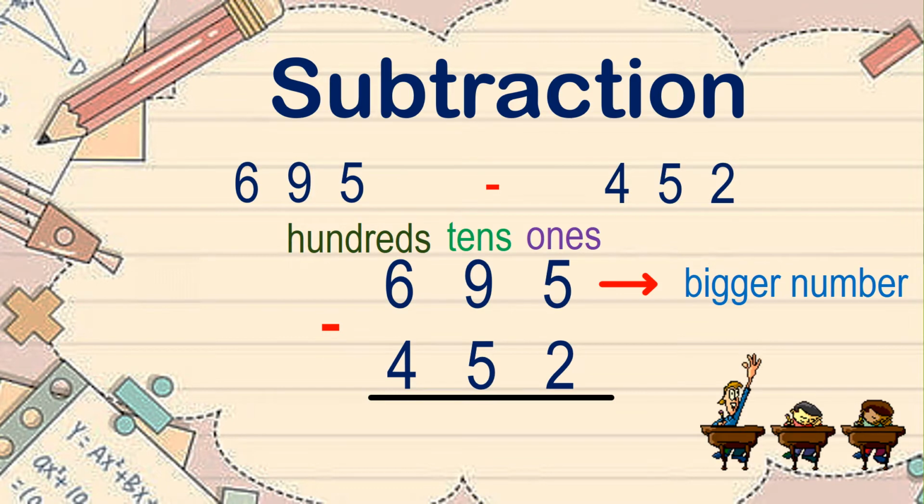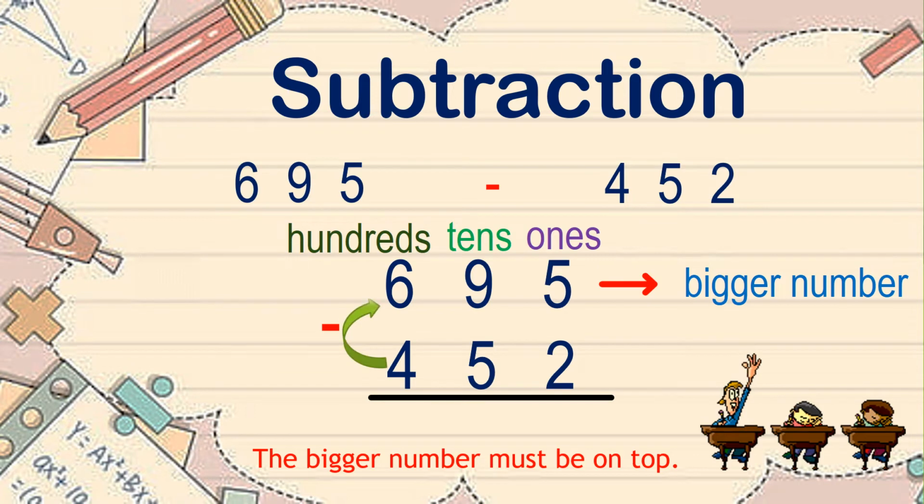If we are adding, it really doesn't matter which number goes on the top of the other because the result will be the same. However, in subtraction, the bigger number must be on the top because we can only subtract a small number from a bigger number and not the other way around. Otherwise, we get a negative result.